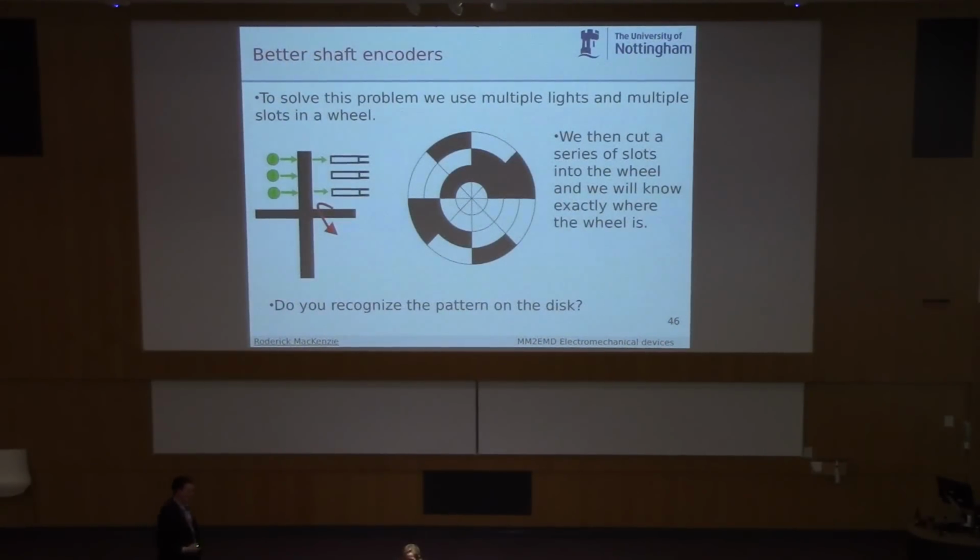So what we do to solve this problem of not knowing exactly where the arm is, we have multiple little lights in our disc. Here's our disc, and here's our shaft again. And we have 3 LEDs, one here, one here, one here, and 3 detectors, one here, one here, one here. And we cut a special pattern in our disc. Now, can anybody recognize this pattern on the disc? What's that pattern?